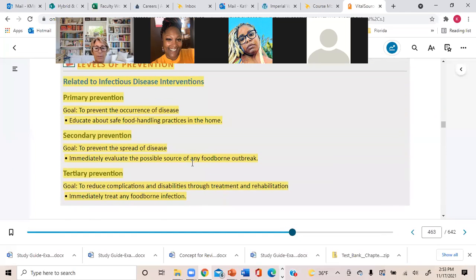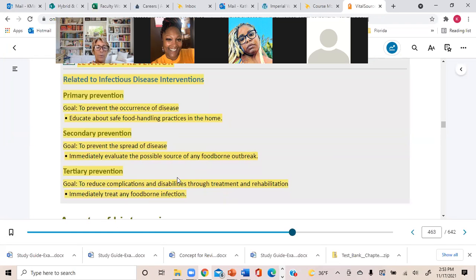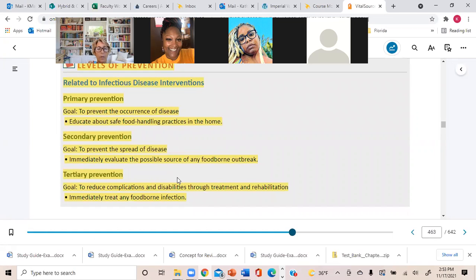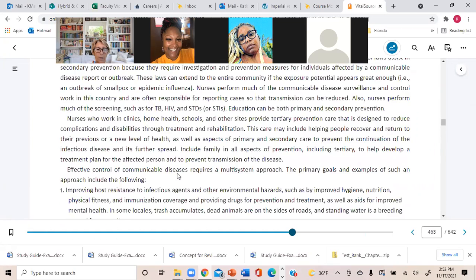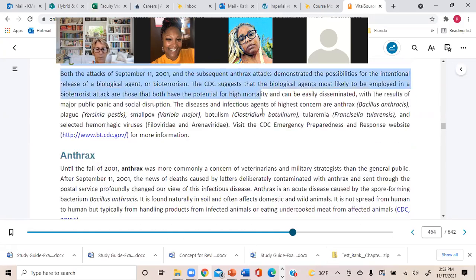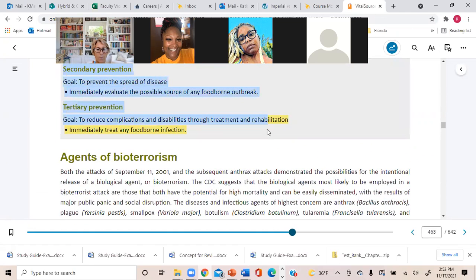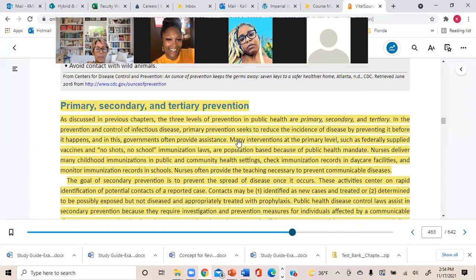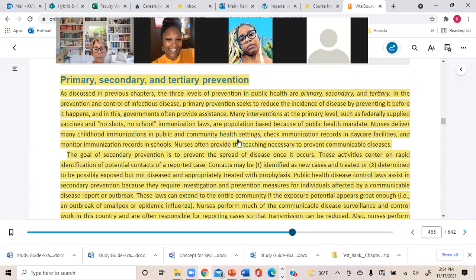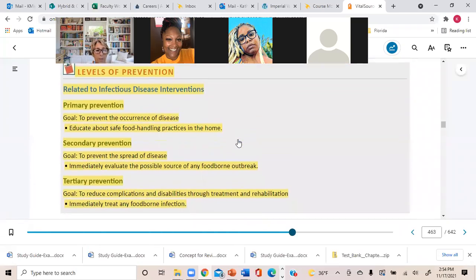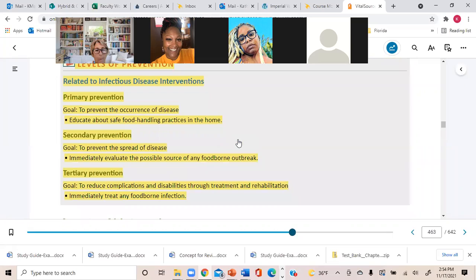And then it goes into our box. It gives us the disease prevention and infectious disease interventions with regards to primary, secondary, and tertiary. So I'd like for you to review this whole section right here, starting on page 463, heading primary, secondary, tertiary. And then you can read about the levels of prevention. Okay.